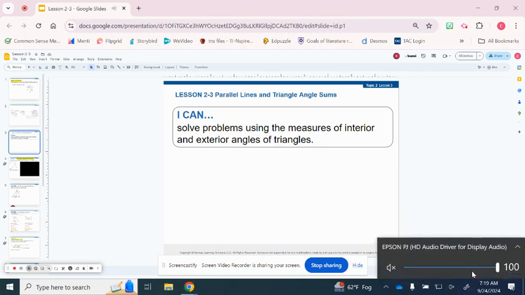Okay, so if we take a look at this, I don't know why it's doing that.